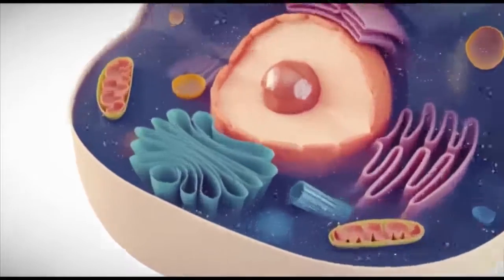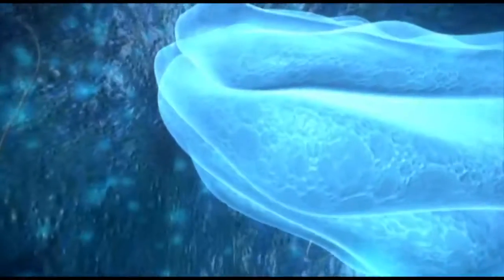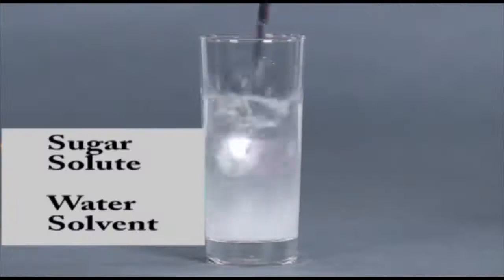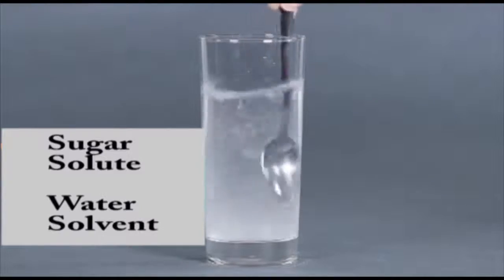Cells are surrounded by different types of solutions. A solution is a homogeneous mixture of one or more solutes dissolved in a solvent. Solute is a substance that is being dissolved, while the solvent is a dissolving medium. If you mix sugar in water, the sugar is a solute and the water is a solvent.